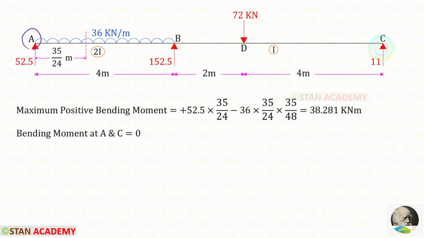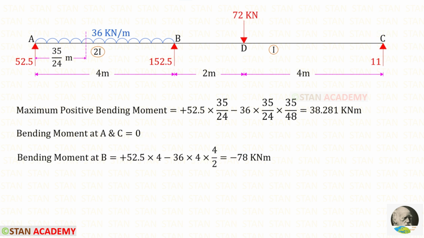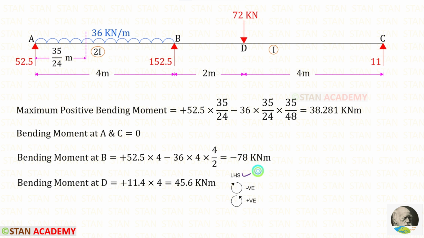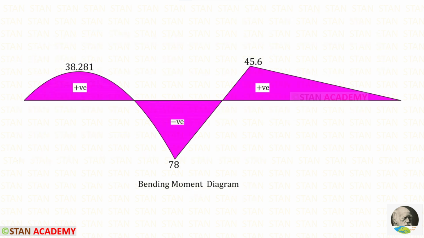The points A and C are the simply supported ends, so the moment will be 0. Using the right hand side rule, we can find the moment at B, which will be minus 78. We have already calculated that. Now let us use the left hand side rule and find the moment at D. RC is acting in the anticlockwise direction, so that it will be positive and the distance is 4. For the moment at D, we will get 45.6. This is the proper bending moment diagram.